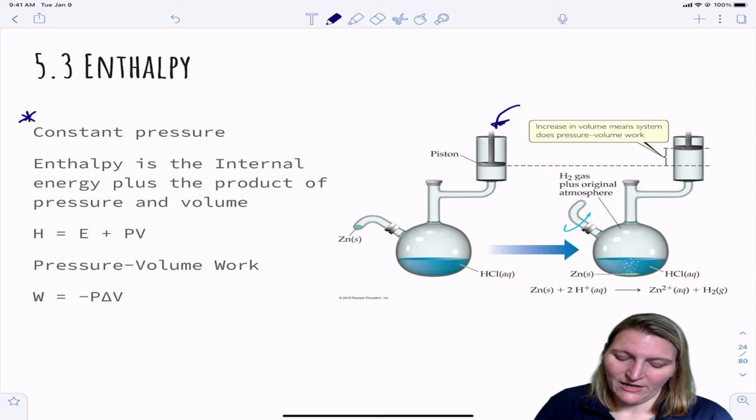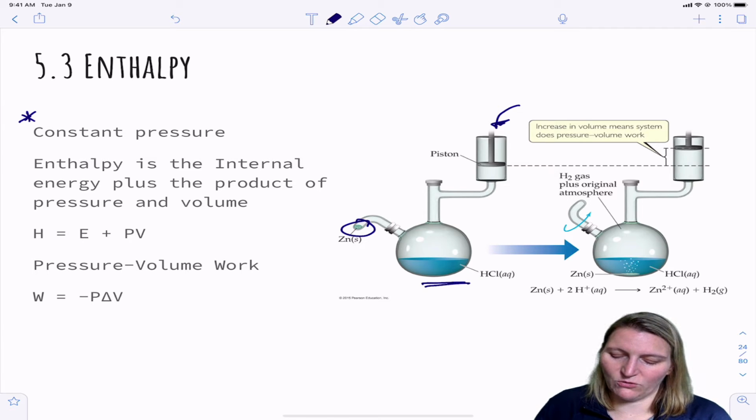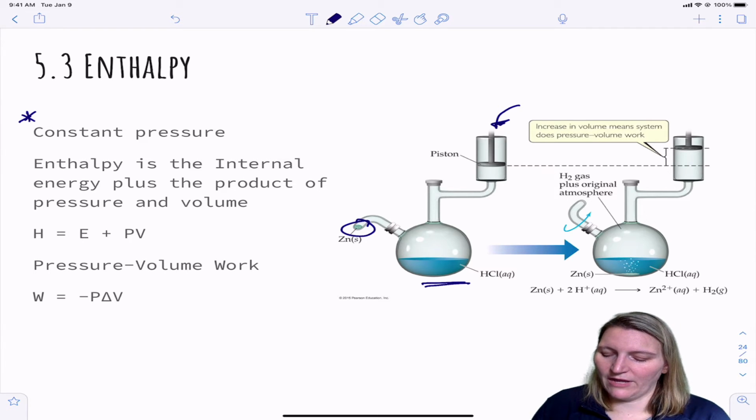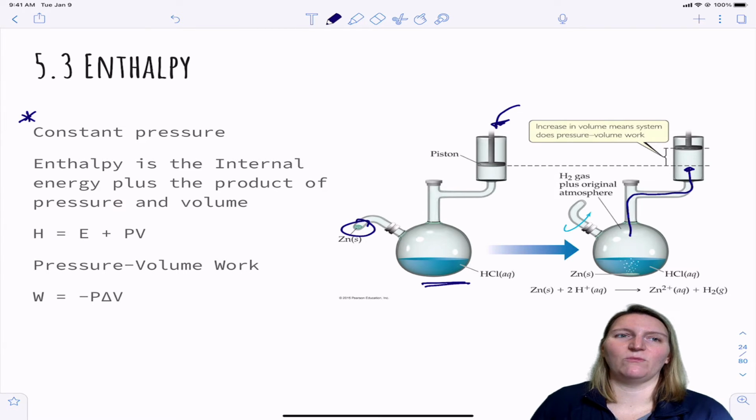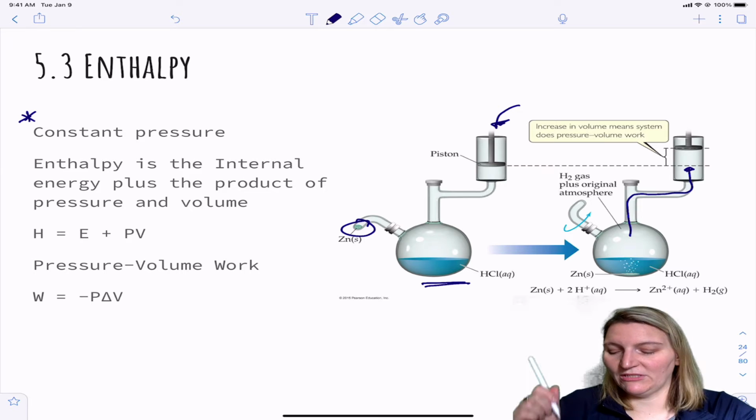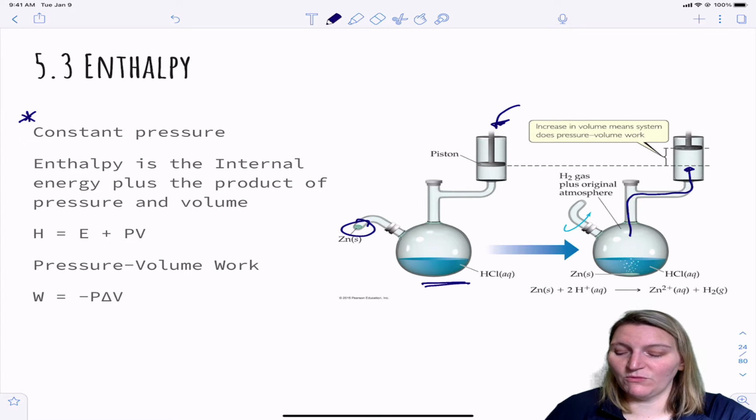So if you look, this is a little piece of zinc, and here's hydrochloric acid, and then you turn that, and the zinc goes into the hydrochloric acid, and it makes hydrogen gas. The hydrogen gas starts to fill this tube, and because the gas takes up more volume, the piston will move up. If there wasn't a movable piston in there, then the pressure would have built up. So that's how we're saying this is a constant pressure system.